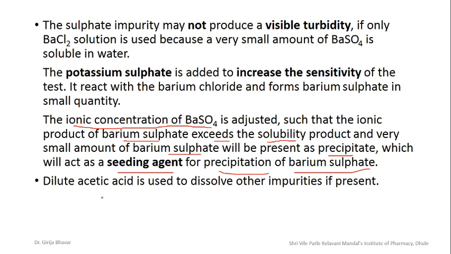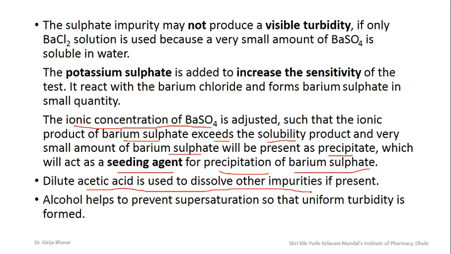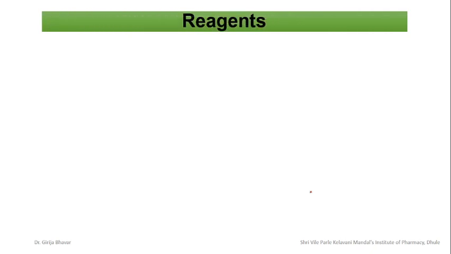Dilute acetic acid is also added in the test to dissolve other impurities if present in the sample. Alcohol is also added in the test to prevent supersaturation so that uniform turbidity is formed. Now let us see the reagents which are required to perform the limit test for sulfate.